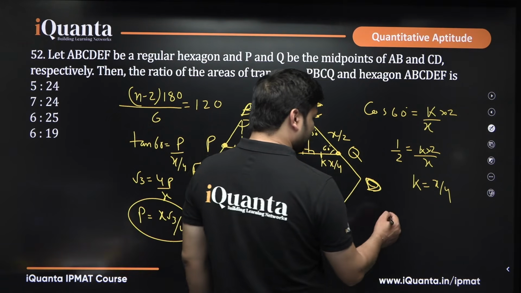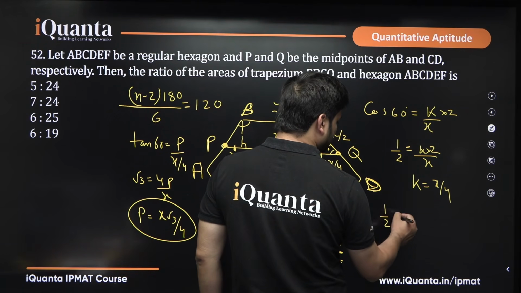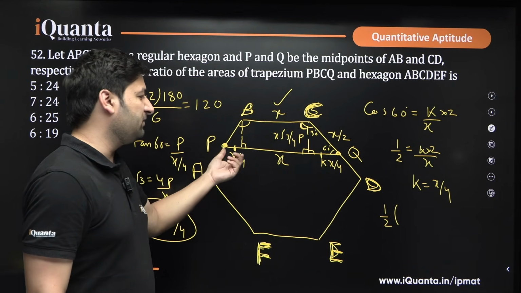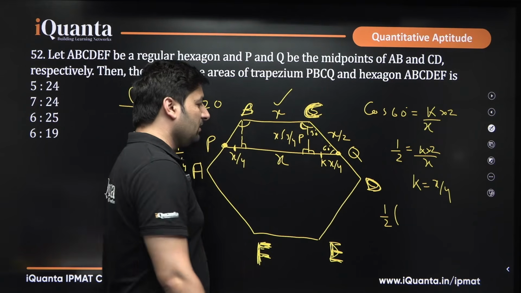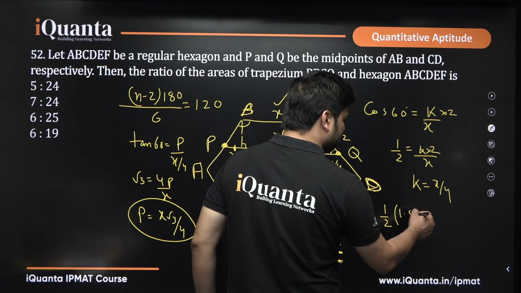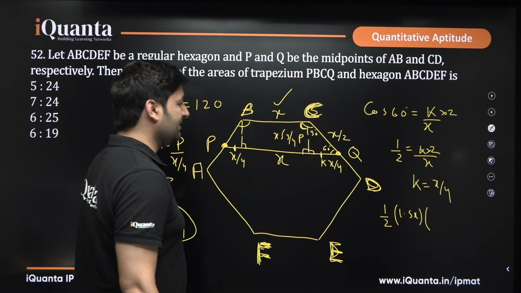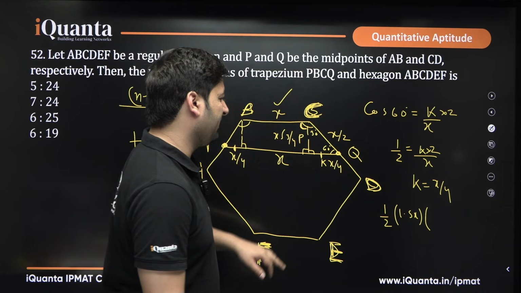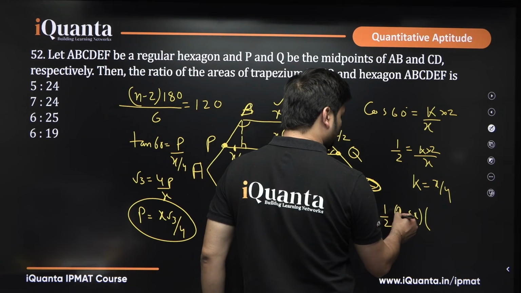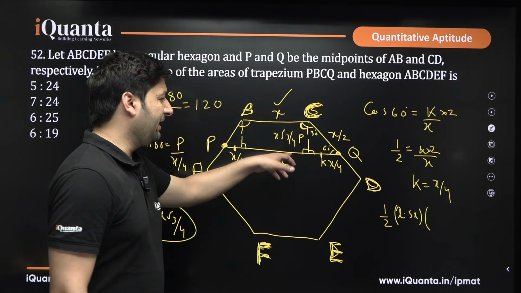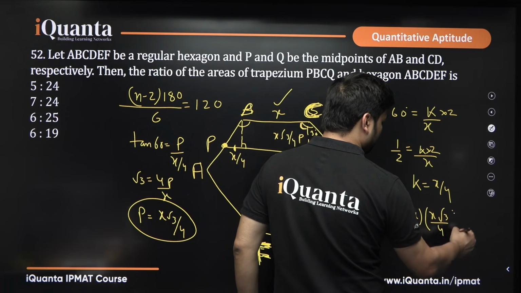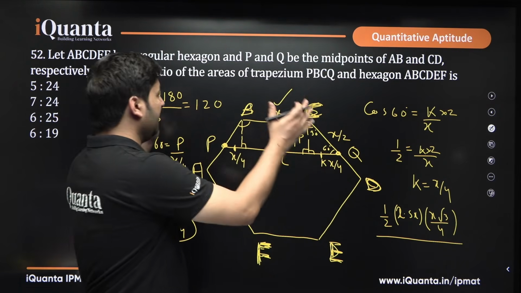Now you can easily find out the area of the trapezium, half sum of parallel sides. x plus x by 4 plus x by 4, x by 4 and x by 4 is x by 2, x plus x by 2 is 1.5x. So 1.5x is the sum of parallel sides, okay, x plus 1.5x, 2.5x, the sum of parallel sides. So 2.5 into height, which is x root 3 by 4, upon the area of the hexagon.